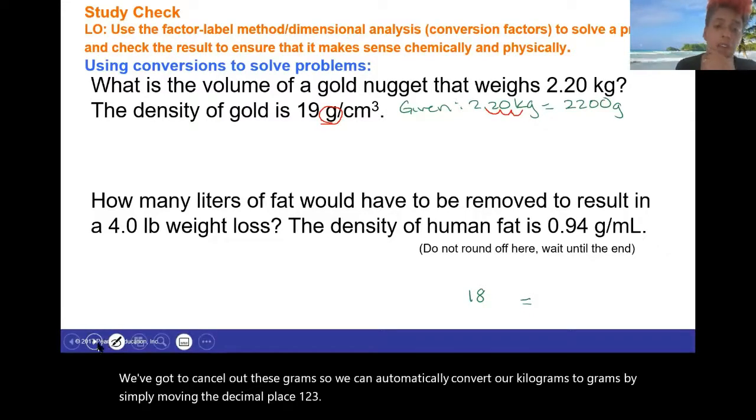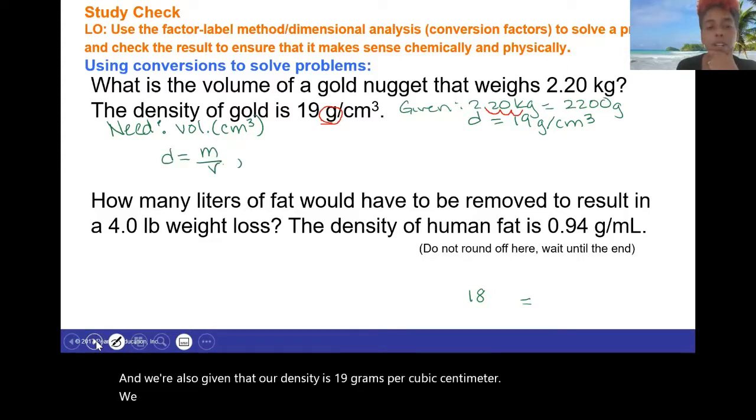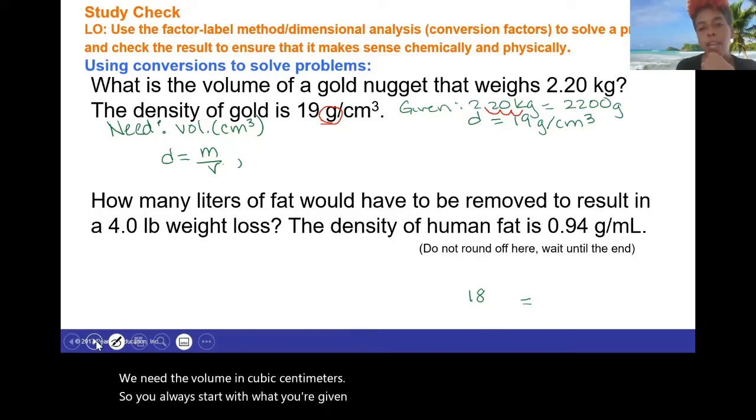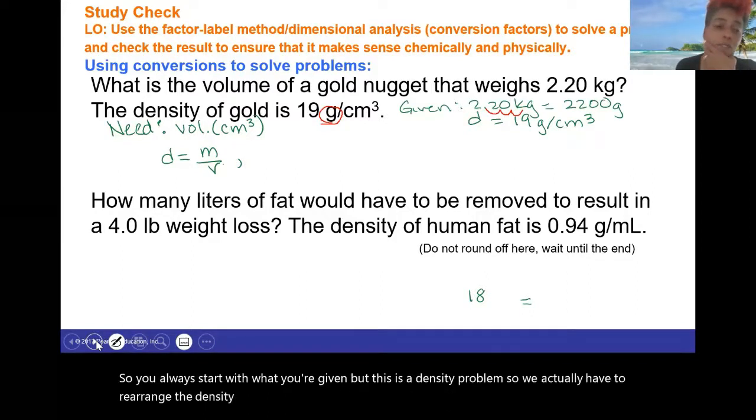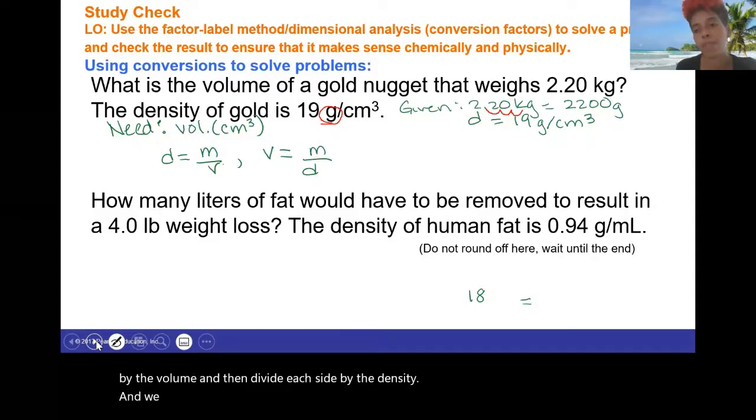And we're also given that our density is 19 grams per cubic centimeter. We need the volume in cubic centimeters. So you always start with what you're given, but this is a density problem, so we actually have to rearrange the density equation to solve for volume. Once again, you're going to multiply each side by the volume and then divide each side by the density, and we get volume is equal to mass over density.